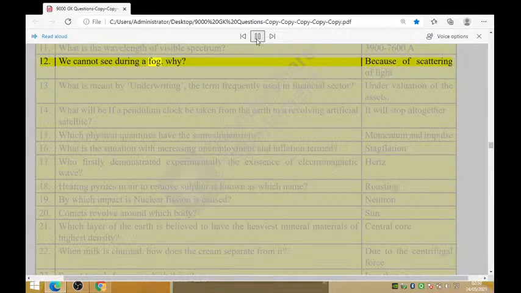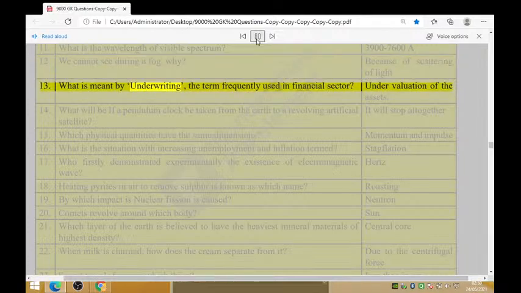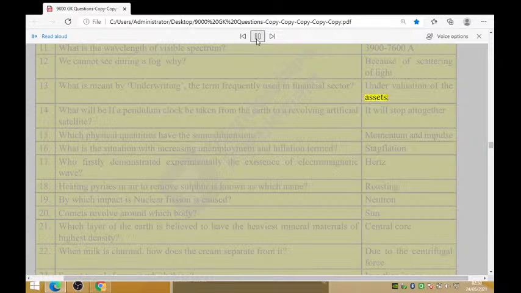13. What is meant by underwriting? The term is frequently used in the financial sector. Undervaluation of the assets. 14. What will happen if a pendulum clock is taken from the earth to a revolving artificial satellite? It will stop altogether.